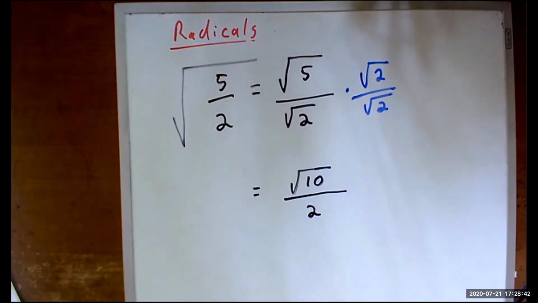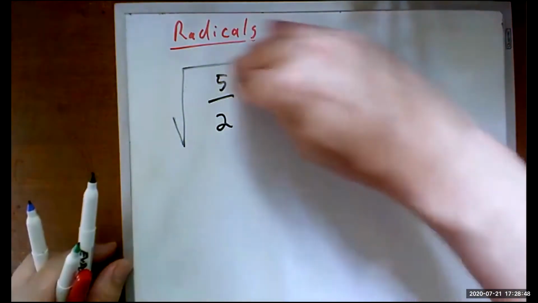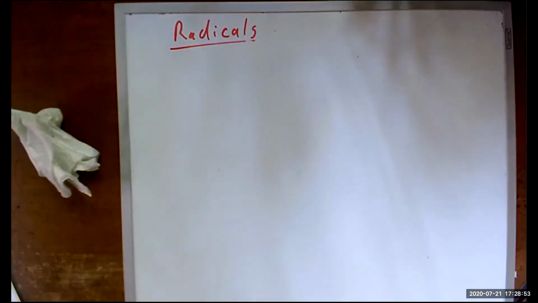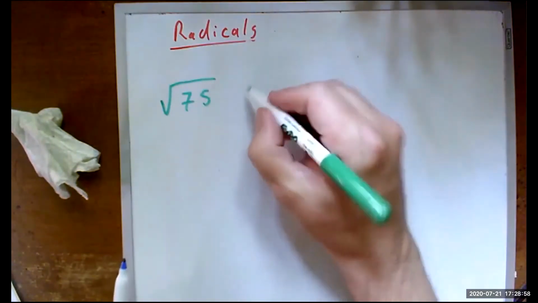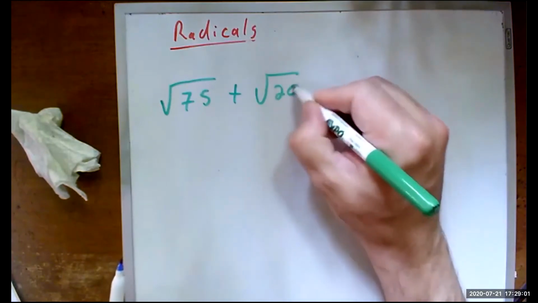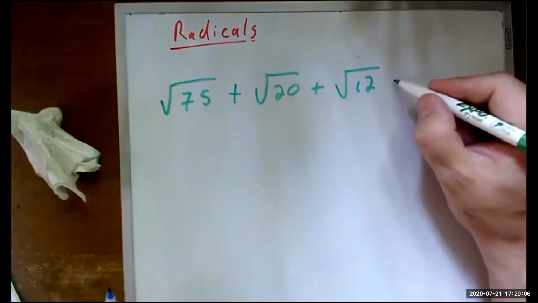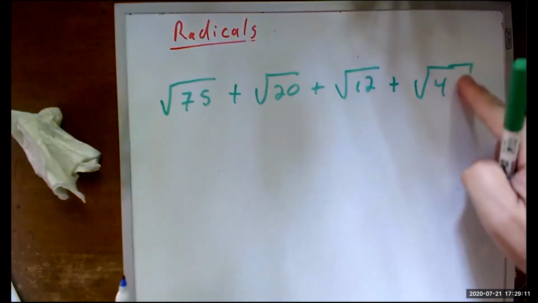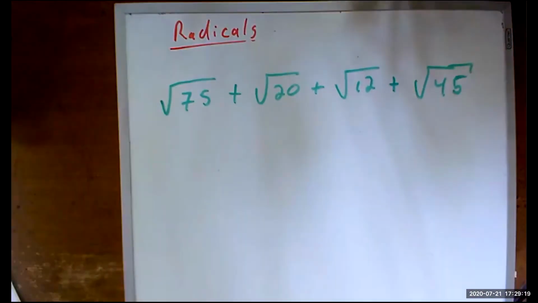The other thing that we want to start to notice about radicals is that they function a lot like questions where you're asked to gather like terms. Anything that's got the same radical on it can be collected. What do I mean by all that? So let's say we have square root 75, square root 20, plus the square root of 12, plus the square root of 45.